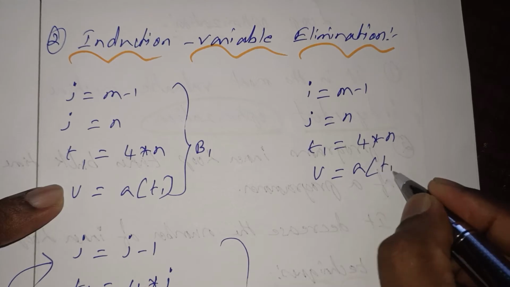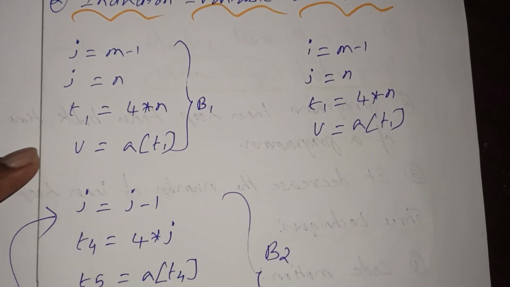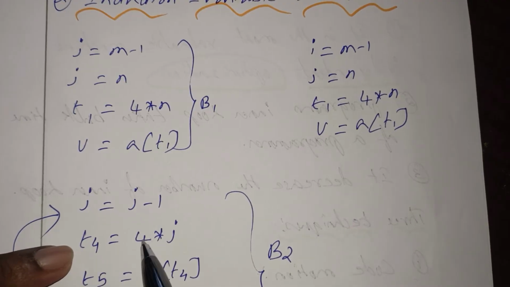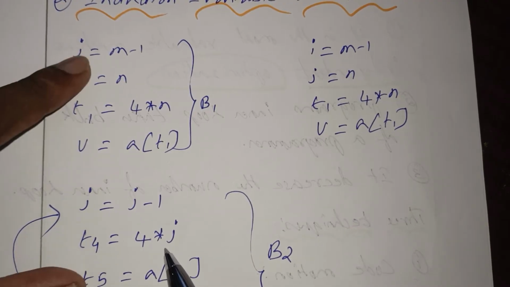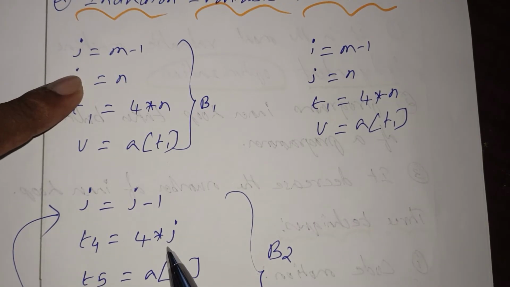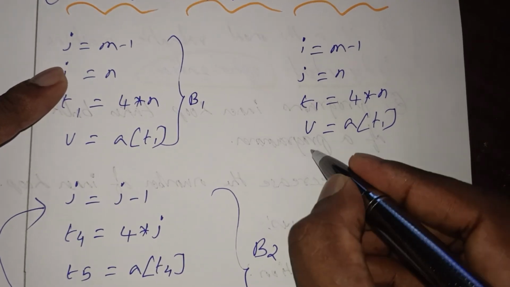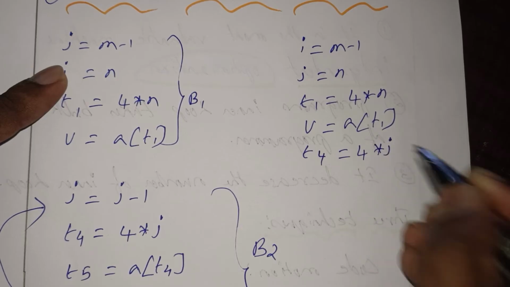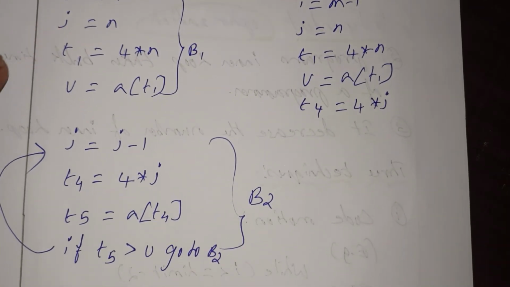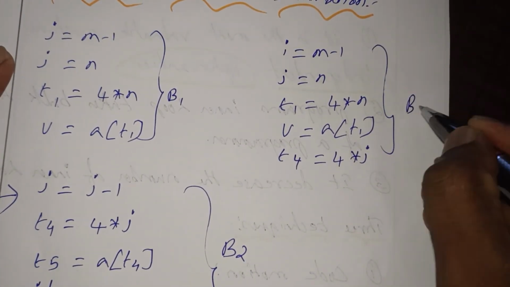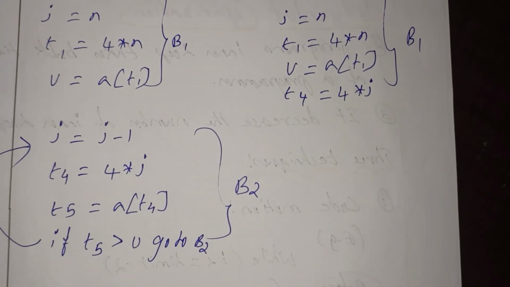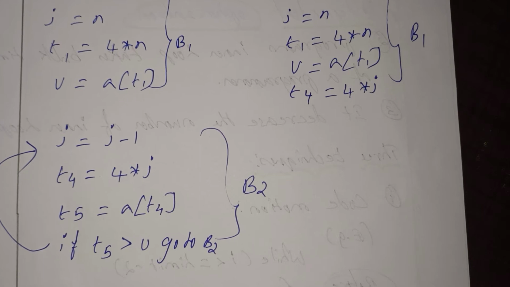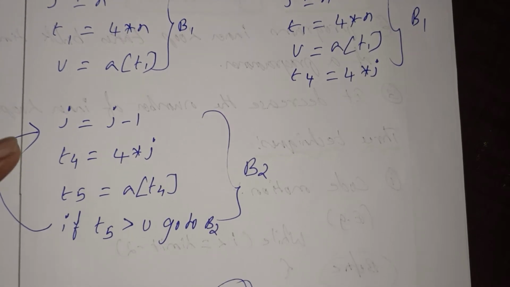a of t1. So I am going to just check what process has been repeated in the second loop, that is T4 is equal to 4 asterisk j, which is there already in the top loop, that is block 1. So I am going to just shift this T4 is equal to 4 asterisk j. Most important thing is this is block 1. The most important thing is whatever we do in optimization, we should not disturb the regular structure of the code. That is the most important point.